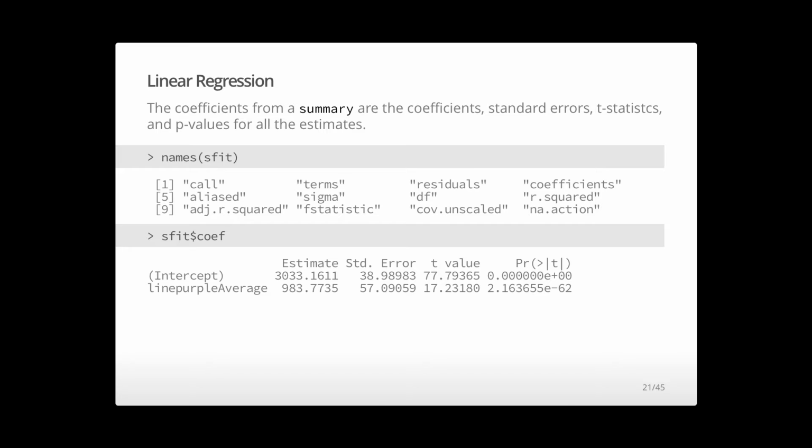Tidy will help you out, and I'll show you in a minute. So the names of the summaries, right? It's the call, the adjusted R squared, the F statistic, the sigma, the residuals, degrees of freedom, covariance unscaled, the coefficients. Coefficients is really what you want, R squared and NA action. So coefficients in the summary of the model isn't just the coefficients. It's the coefficients and the t-statistics and the standard errors.